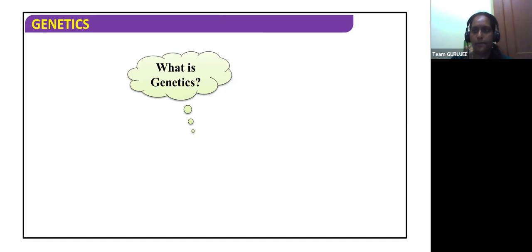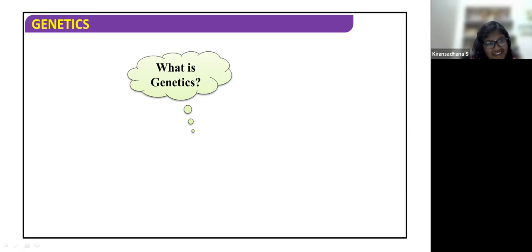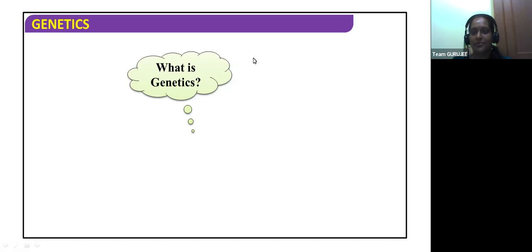Yes, Kiran Sarana. Genetics is the study of heredity. What is heredity? Heredity means generation after generation having the same characters. Study of heredity and the variations. And what is variation? What's variation? Come on. Yes, Hari. Any idea what's variation?